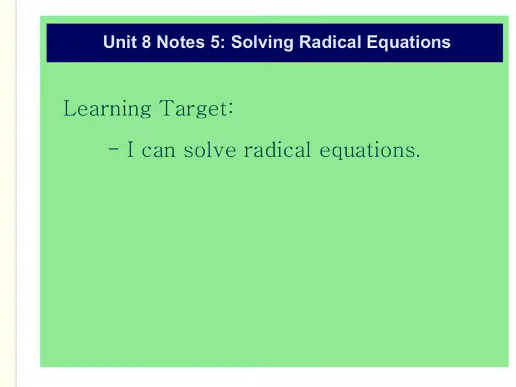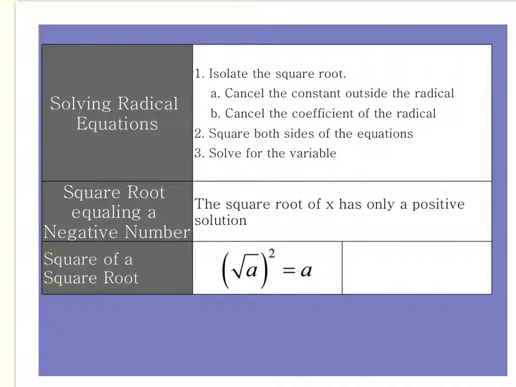Okay, ladies and gentlemen, this is for Unit 8, Notes 5, talking about solving radical equations. Please remember that when you're talking about solving radical equations, you're talking about there being an equal sign somewhere in the function that you need to solve for a variable. So, just a couple things. What you want to do is, number one, isolate the square root. Number two, square both sides to get rid of the square root and solve for the variable.